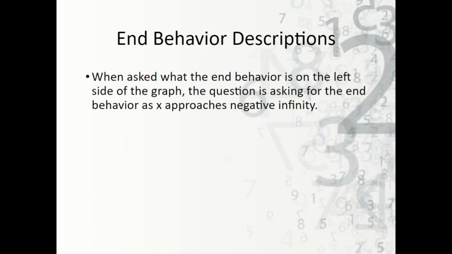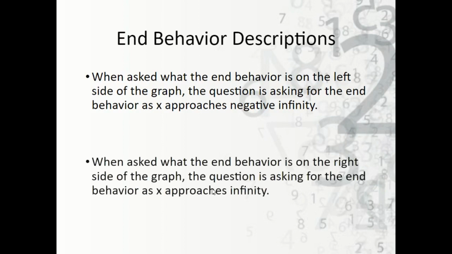Now, let's take a look at some end behavior descriptions. So when asked what the end behavior is on the left side of the graph, the question is asking for the end behavior as x starts to approach some value from the left. And likewise, when it asks for the right side, it's asking for as x approaches some value on the right side, what is the graph doing?